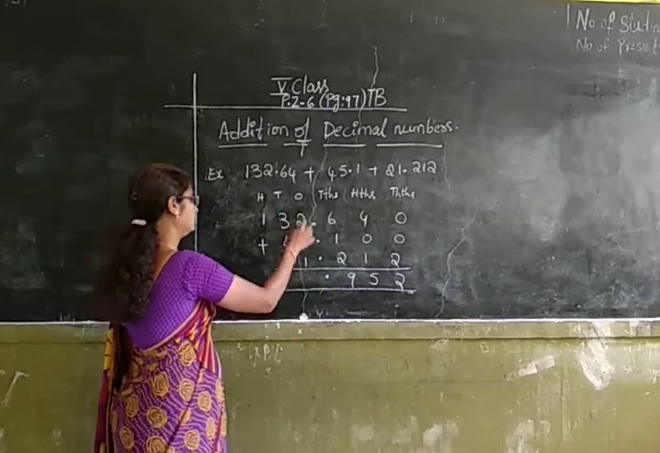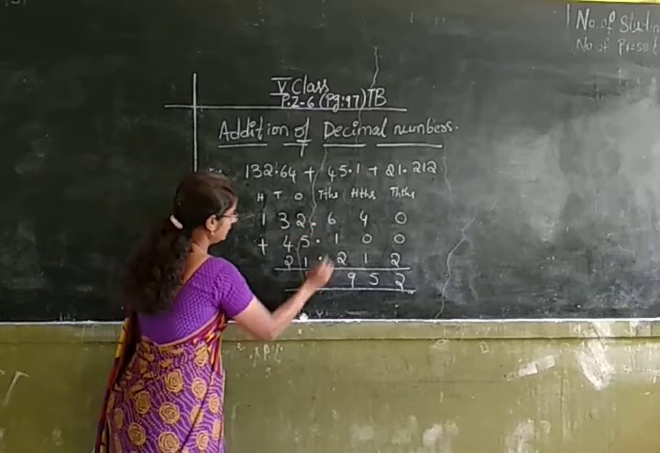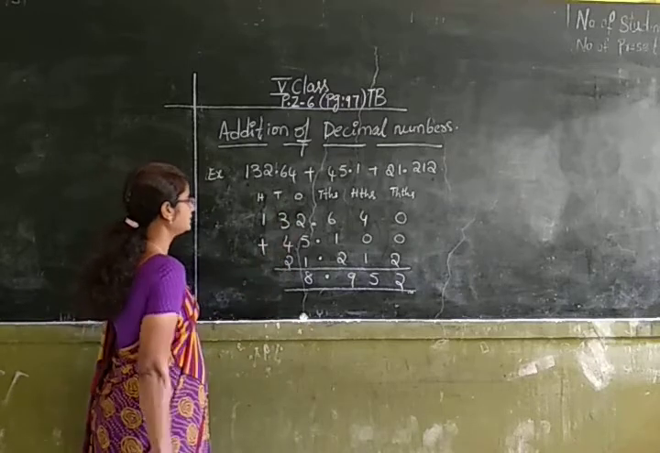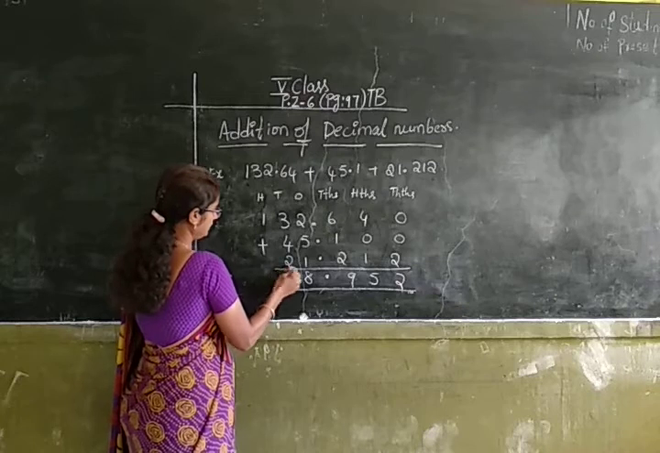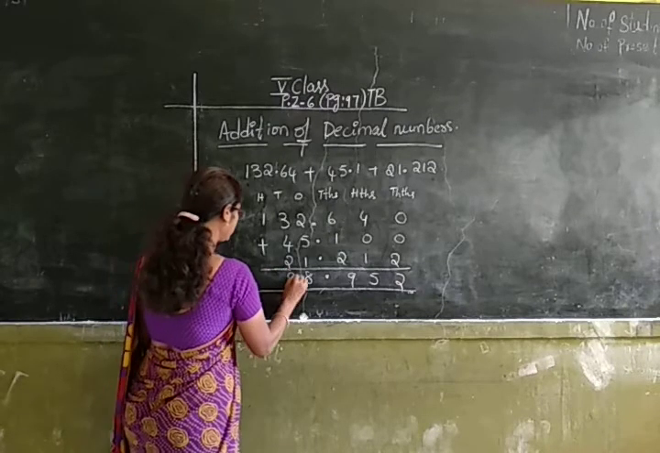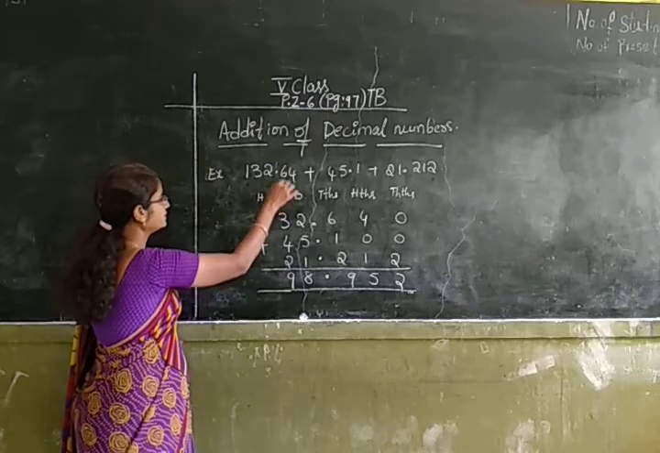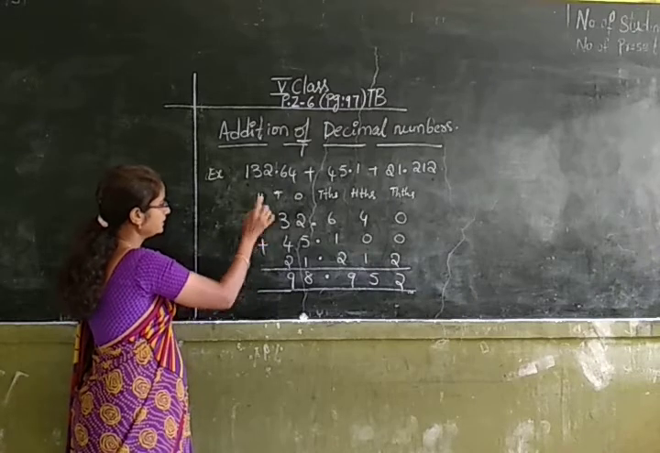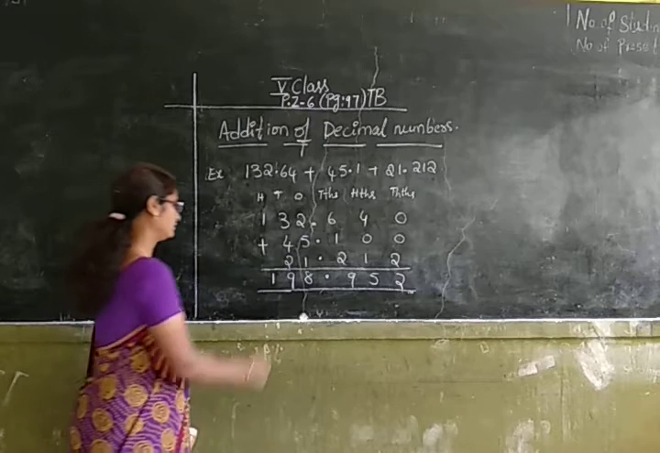Okay children? So 5 plus 2 is 7. 7 plus 1 is 8. After adding the numbers in ones place, we have to add the numbers in tens place. 4 plus 3 is 7. 7 plus 2 is 9. Okay children? Next, after adding the numbers in tens place, we have to add the numbers in, sorry, in hundreds place. In hundreds place, we are having only 1. So the number is 1.